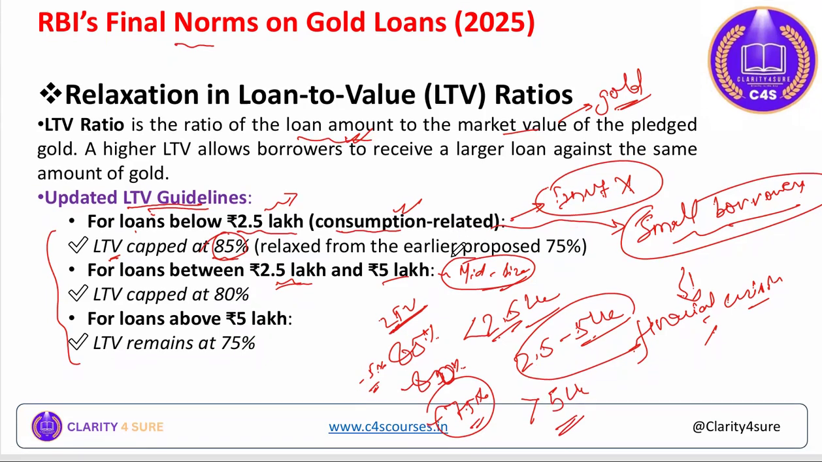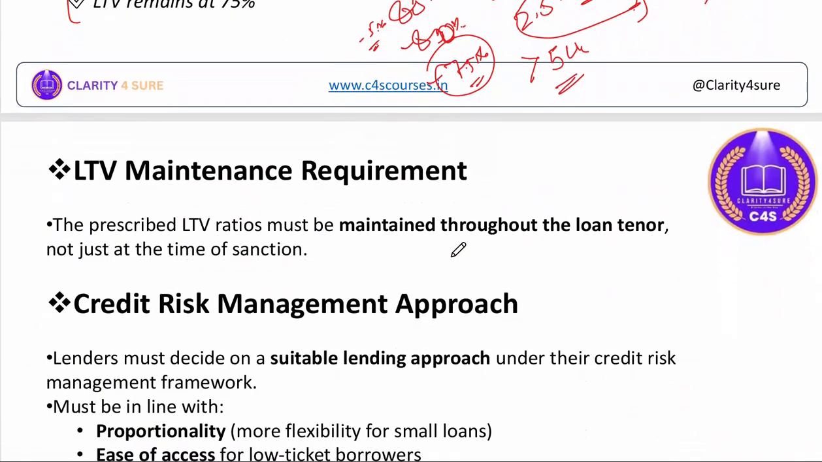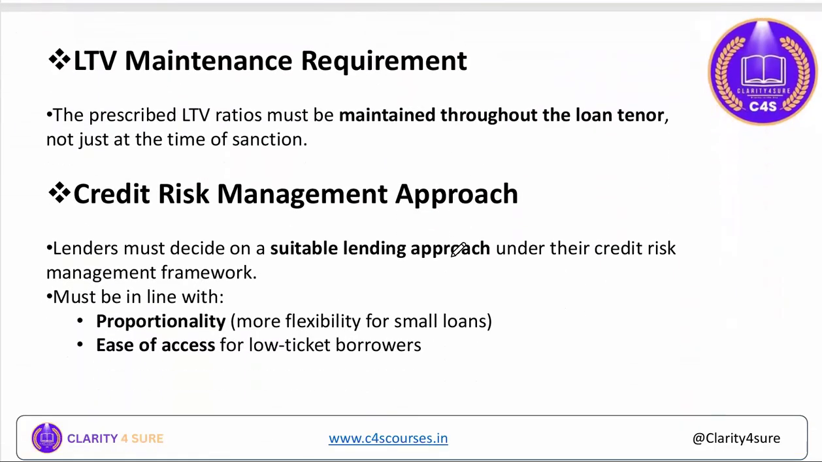Now let's try to understand the various terms associated with the LTVs as well as the terms discussed in this RBI circular, with respect to gold loans. The first one, LTV maintenance requirement. As per the prescribed LTV ratio, it should be maintained. The prescribed LTV ratio is 85%, 80% and 75%. It must be maintained throughout the loan tenure.